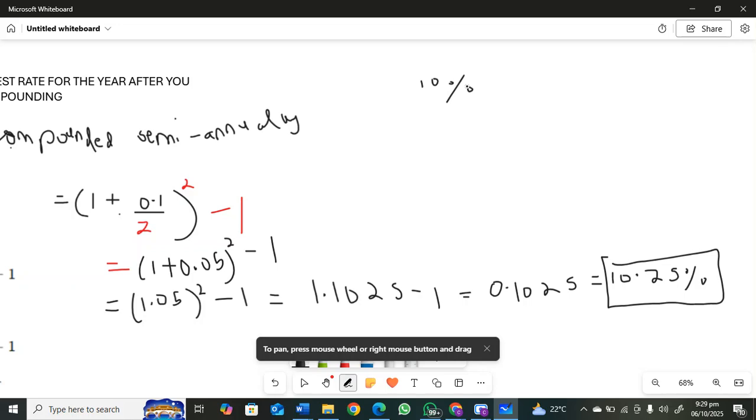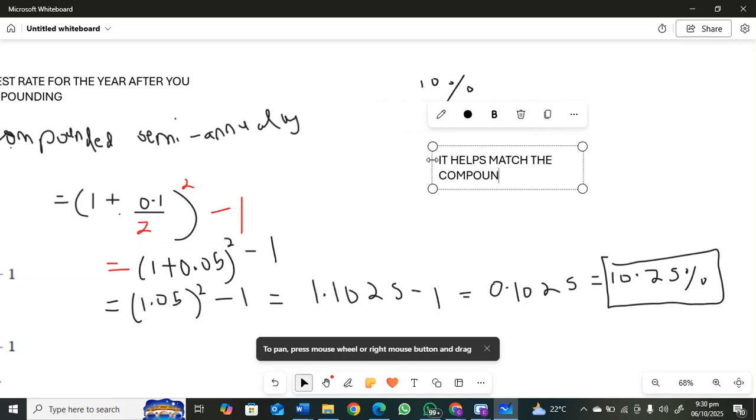Now, the second part that I need to introduce is that this effective annual interest rate, apart from giving you your interest rate for the year after you have taken into account compounding, also helps you match the compounding period with the payment period for annuities. Okay, it helps you match the compounding period to the payment period. This is what I mean.